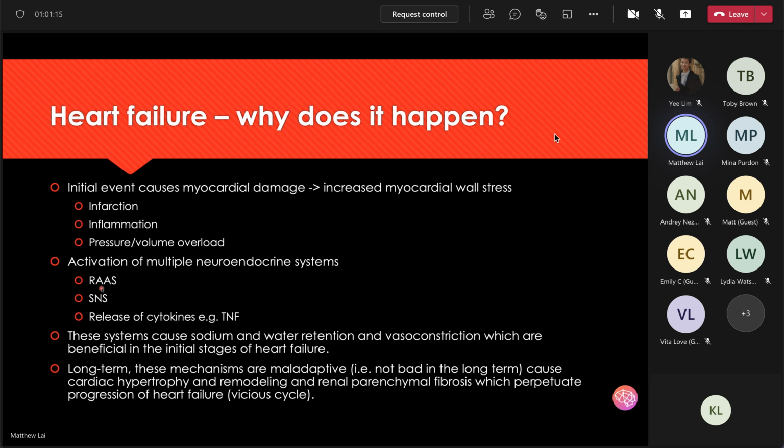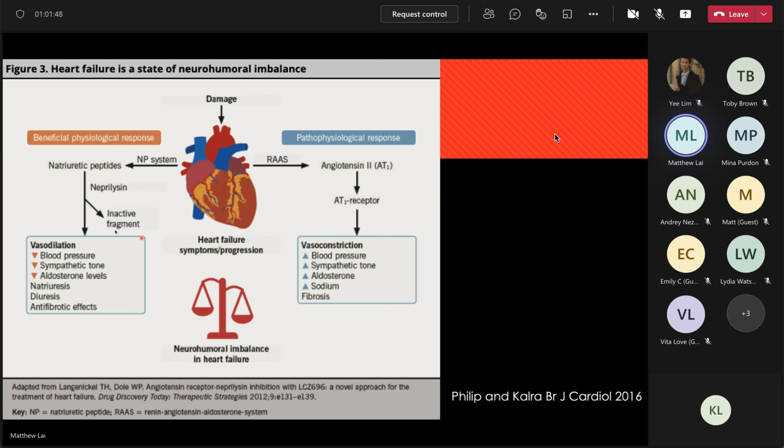and increase cardiac output, long-term, these mechanisms are maladaptive because they cause cardiac hypertrophy and remodeling, and they can cause fibrosis in the renal parenchyma, affecting your kidney function, which both can perpetuate the progression of heart failure, so it becomes a vicious cycle. And this is just a diagram summarizing the neuroendocrine mechanisms and whether or not they're beneficial or pathophysiological.